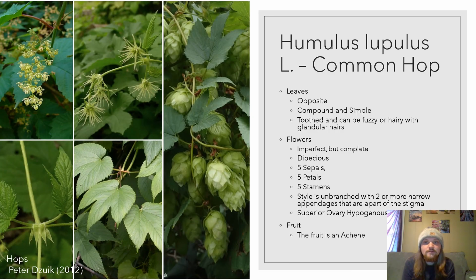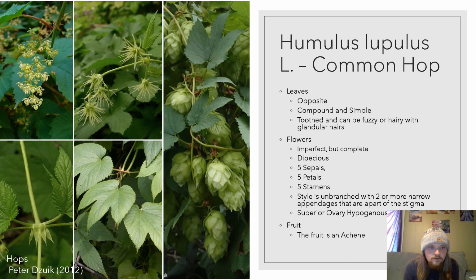This is Humulus lupulus L., which is common hop, and the leaves are opposite, compound and simple, and toothed, but can be fuzzy or hairy with granular hairs. It's very, very close to the cannabis plant, but with slight differences. The flowers are imperfect but complete, dioecious, five sepals, five petals, five stamens. The style is unbranched with two or more narrow appendages that are part of the stigma. Superior ovary, and the fruit is an achene. That's what it's grown for commercially.